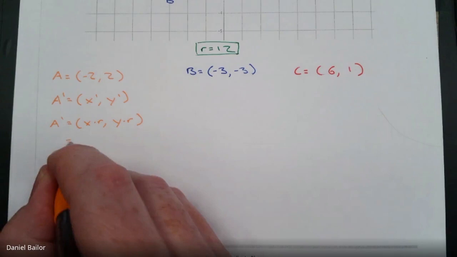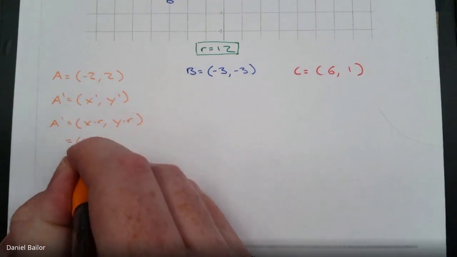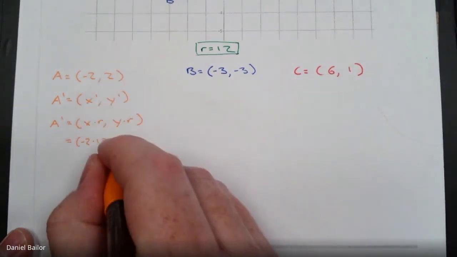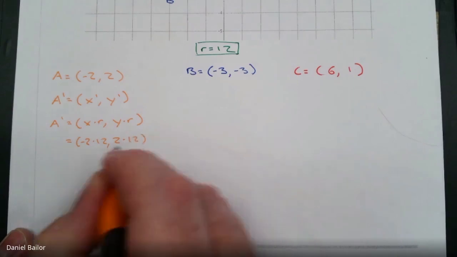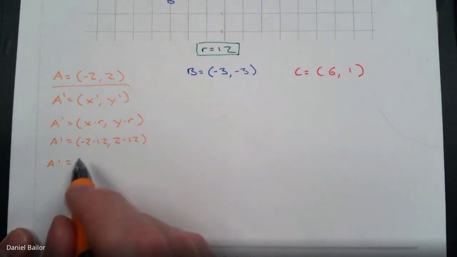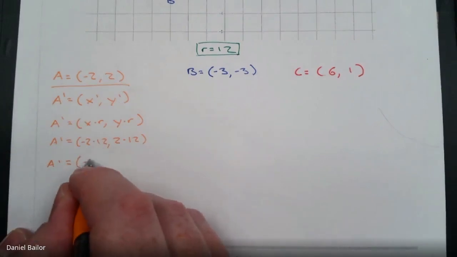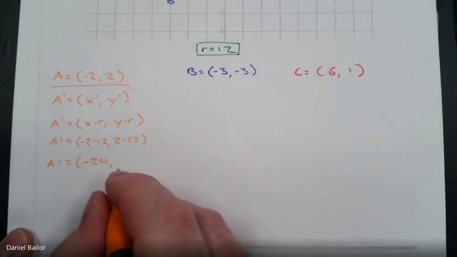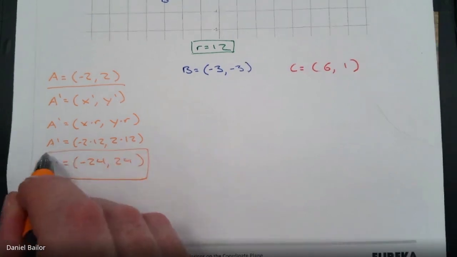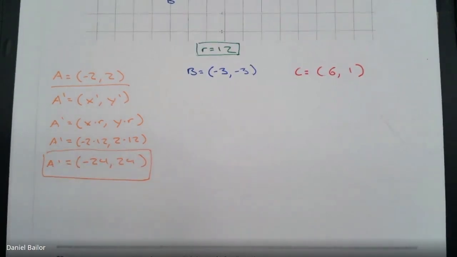Now we put in what we know. We know x was -2. We know r was 12. I wrote it right there. Y was 2. The original was 2. R is still 12. So A prime is going to be -2 times 12, which is -24, and 2 times 12, which is 24. So those are the coordinates of A prime: -24, 24. If you notice, this is exactly what we did together on page 59, except this time we know this point is part of a triangle.